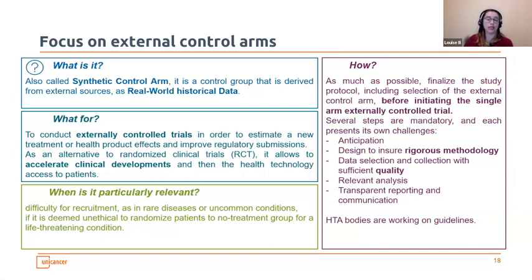Several steps are mandatory, and each presents its own challenges. The first is anticipation during the phase 2 or phase 3 design. Then the design to ensure rigorous methodology. Then the data selection and collection with sufficient quality. The quality of the data is very important for the analysis. Then to conduct the relevant analysis and to report it transparently with good communication. Today, HTA bodies are working on guidelines.